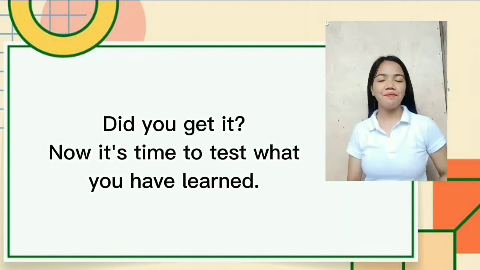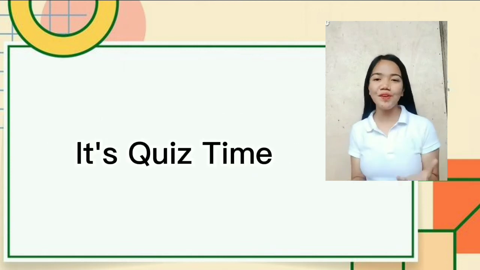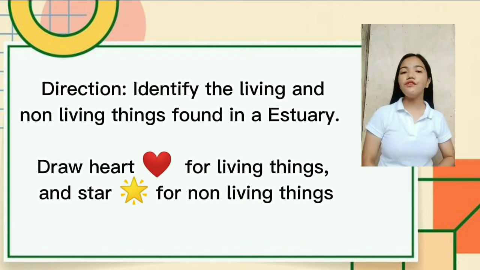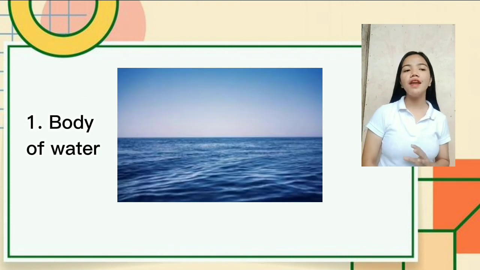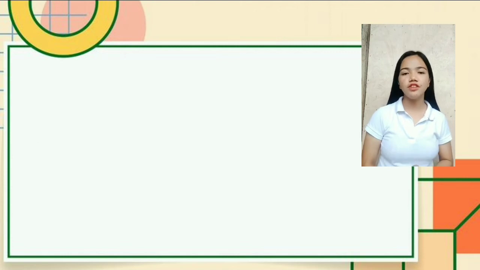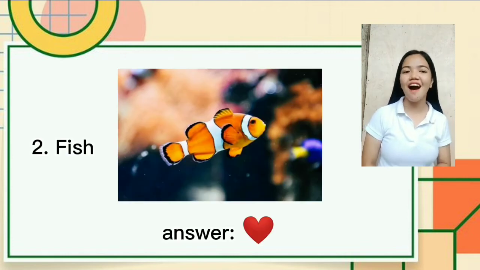Did you get it? Now, it's time to test what you have learned. It's quiz time! Directions. Identify the living and non-living things found in an estuary. Draw heart for living things and star for non-living things. Number 1. Body of water. It is a star. Number 2. Fish. Correct! It is a heart.